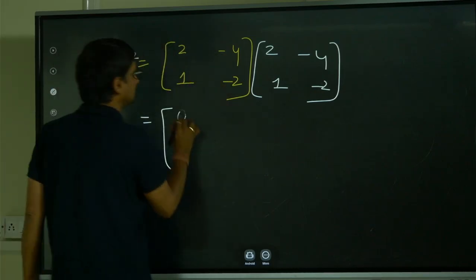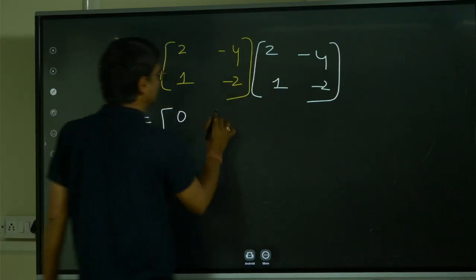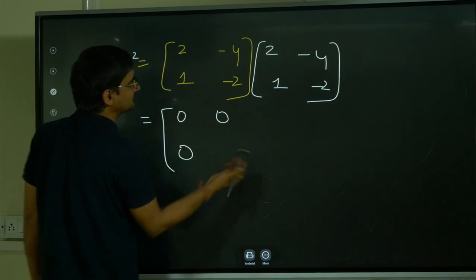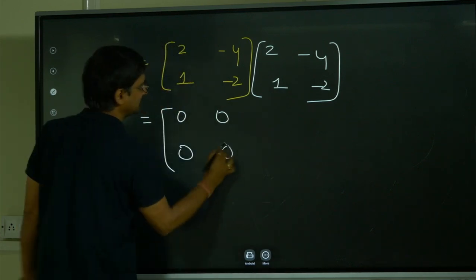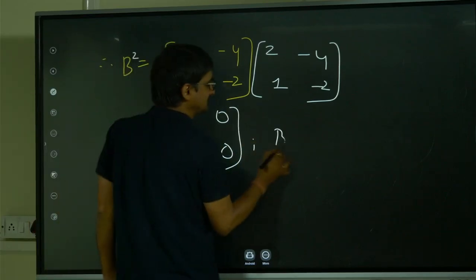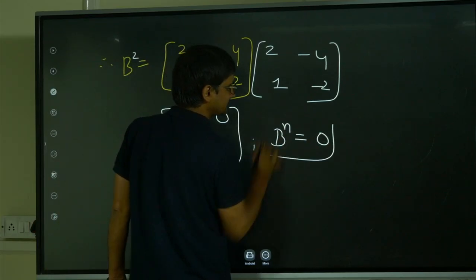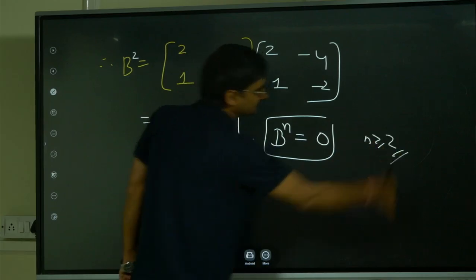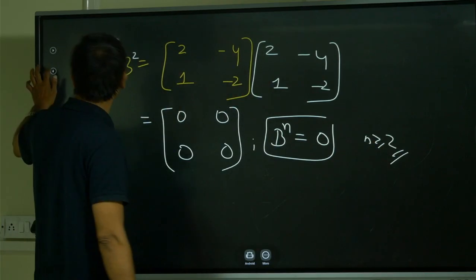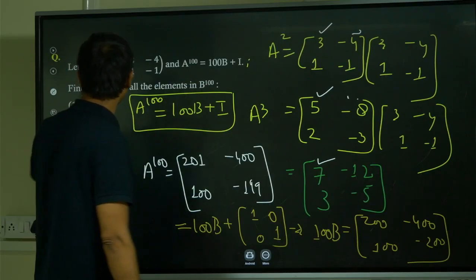So 4 minus 4 is 0, great. Minus 8 plus 8 is 0, very good. 2 minus 2 is 0, okay, nice. So B square is 0, so that means after the square, for any power, it has to be 0. So B raised to the power 100, 200 or 500, whatever it is, the answer has to be 0.